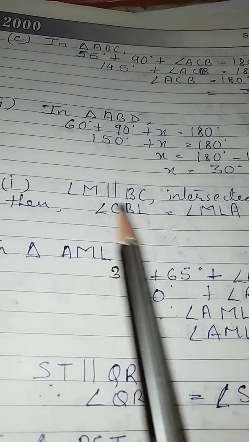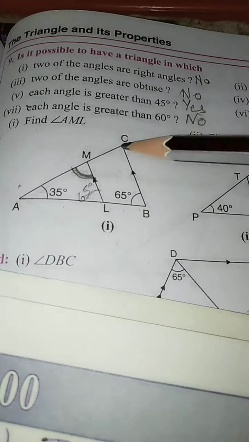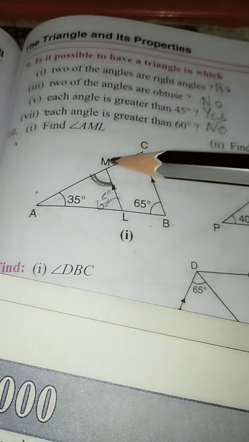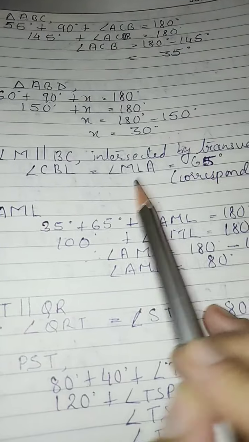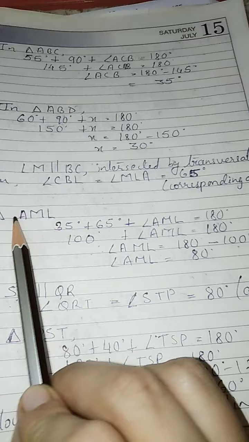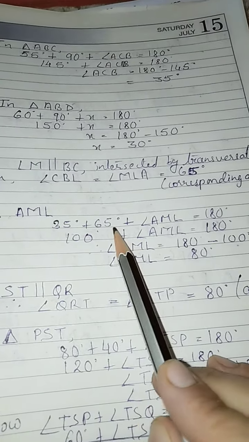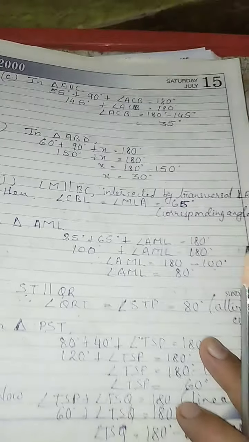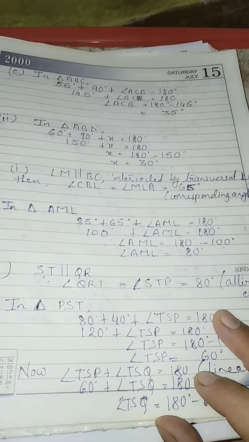See, LM is parallel to BC, intersected by transversal LB. You can look at the figure. LM parallel to BC intersected by LB. Then angle ALM is equal to 65 degrees. Angle CBL is equal to angle MLA equal to 65. Why? Because they are corresponding angles. Now we will come to the triangle AML. There you already have two angles, 35 and 65. So the third angle you will find out by subtracting from 180 degrees. This is how you will solve this question first.